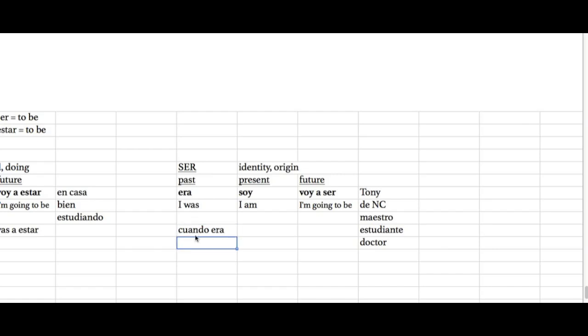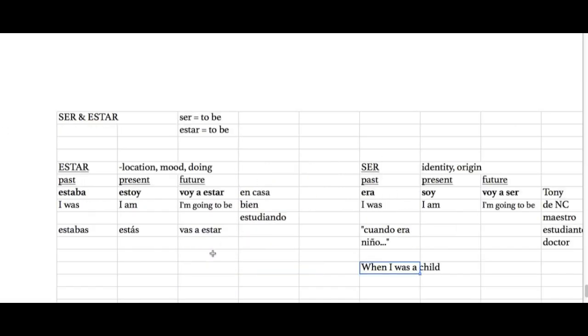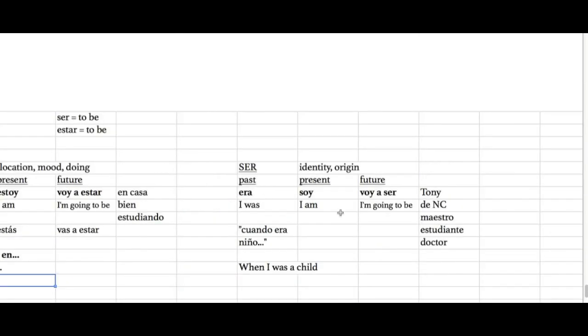Cuando era niño is a high frequency expression. Cuando era niño, when I was a child. That's just one that it's good to know. Likewise, over here, if you say cuando estaba en, it means when I was in such and such. So if you used to live in, like New York, so when I was in New York, such and such happened. Cuando estaba en Nueva York, and so on and so forth. So cuando estaba, when I was. And then over here, talking about identity, when I was a child, cuando era niño.